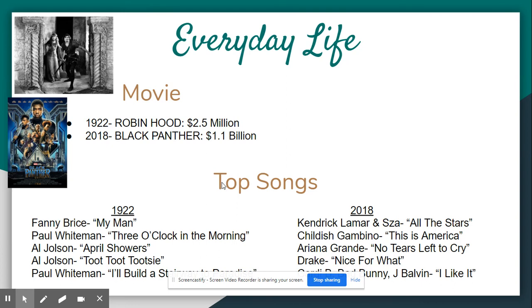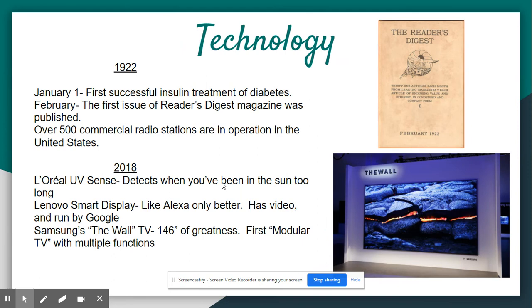Look at the amount of money that they made too. 2.5 million to 1.1 billion. Big difference there. Technology was very important back then, but it was definitely not the way it is now. So I'll let you read through these as well. Radio is a big deal. Now we have TVs that are ridiculous, right? Do all kinds of crazy stuff.